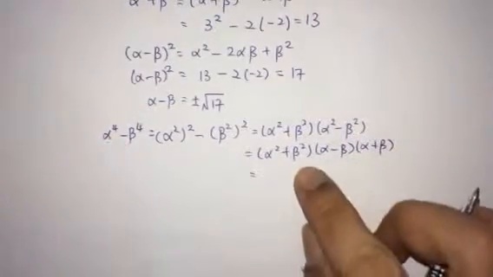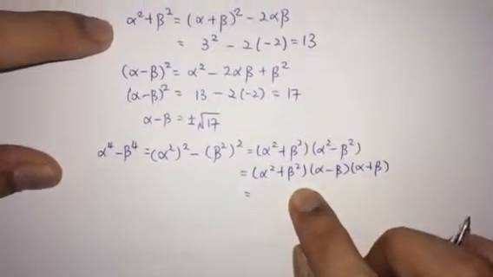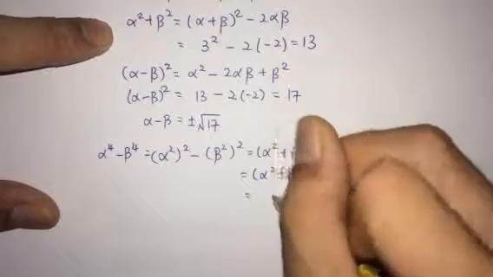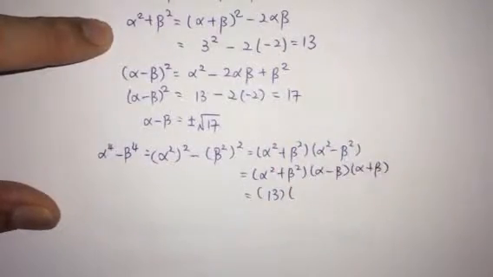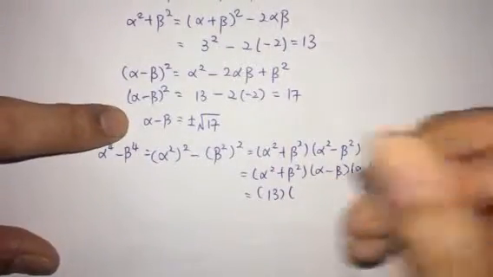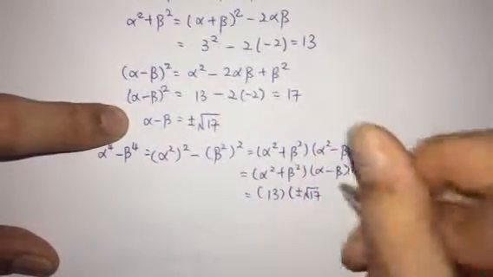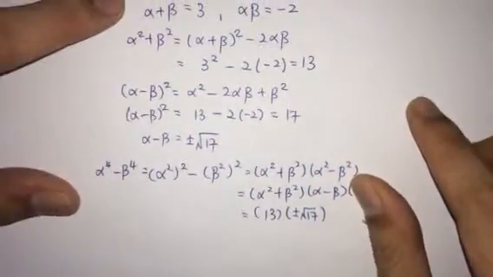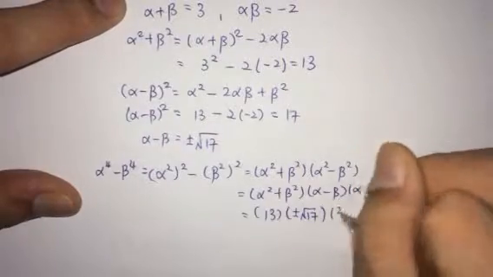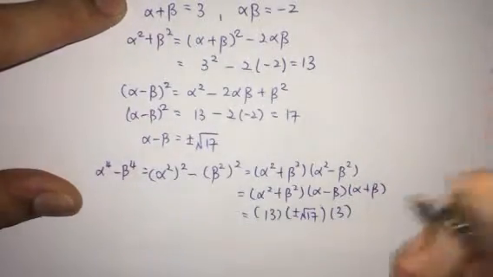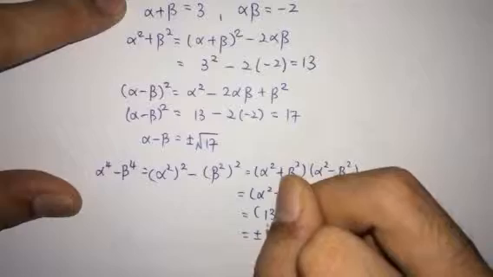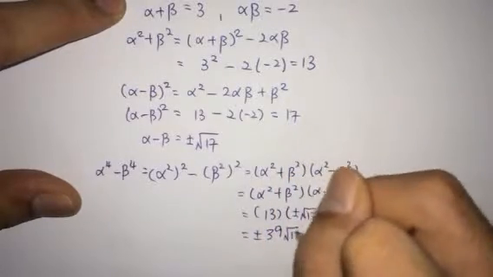So alpha square plus beta square, we know that it is 13. Alpha minus beta, we found from a previous example, is plus minus square root 17, and alpha plus beta will be 3. So this will give me the answer plus minus 39 square root of 17.